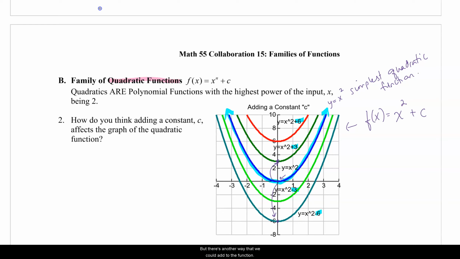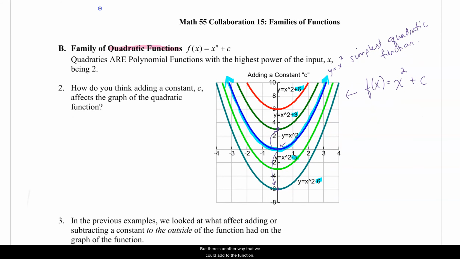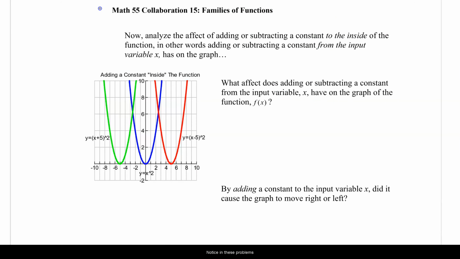But there's another way that we could add to the function. Notice in these problems, if we start out with y equals x squared, which is this blue graph with the turn of the graph at the origin, we could look at graphs where we're adding or subtracting before we square the value. We call this adding a constant inside the function. We're adding it directly to x instead of adding it to x squared.